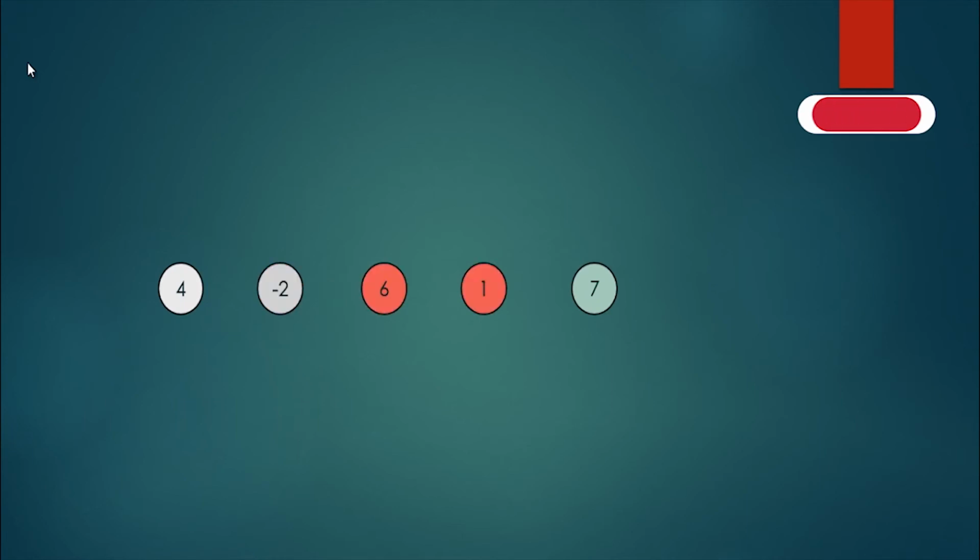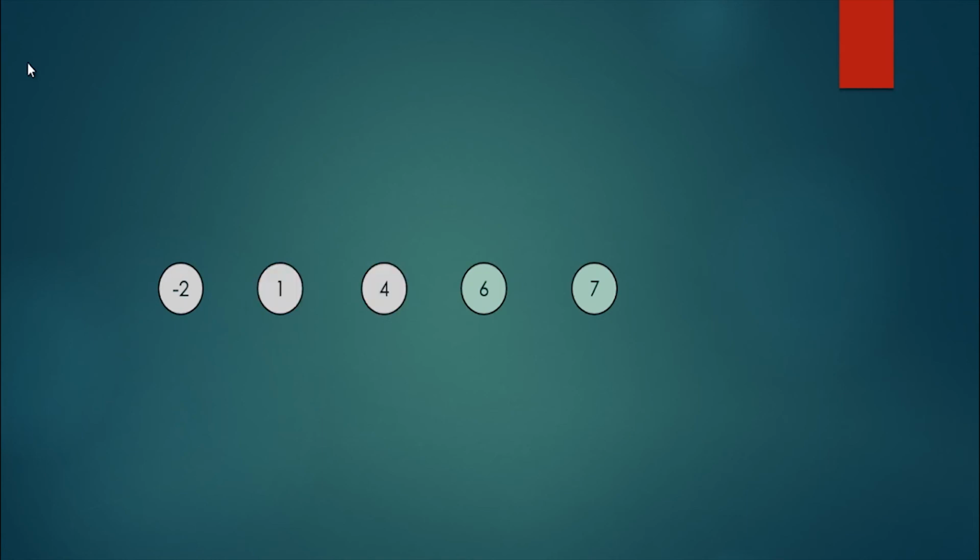6 is greater than 1, so we have to swap them. And we are not going to compare 6 with 7, because in the previous iteration we came to the conclusion that no elements are greater than 7, so we stop here and consider the 6 sorted too. Okay, and we keep going until all the elements are in their position.